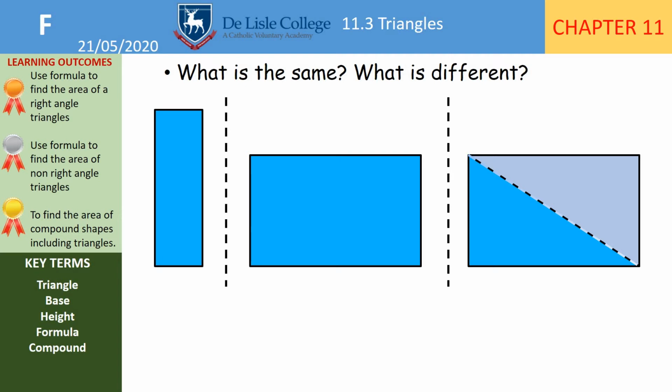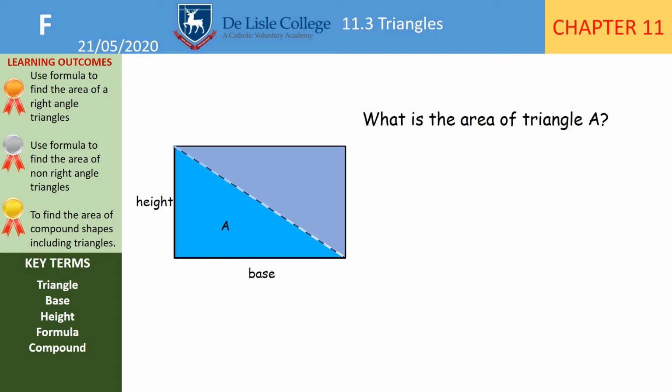What's the same, what's different? What's the same? Well, we've got, I'll say, a blue section in each one. They're all rectangles. What's different? The third one is split into 2 triangles, and that might give us a clue as to how we work out the area of a triangle in a minute. So let's see. Okay, so what's the area of triangle A?